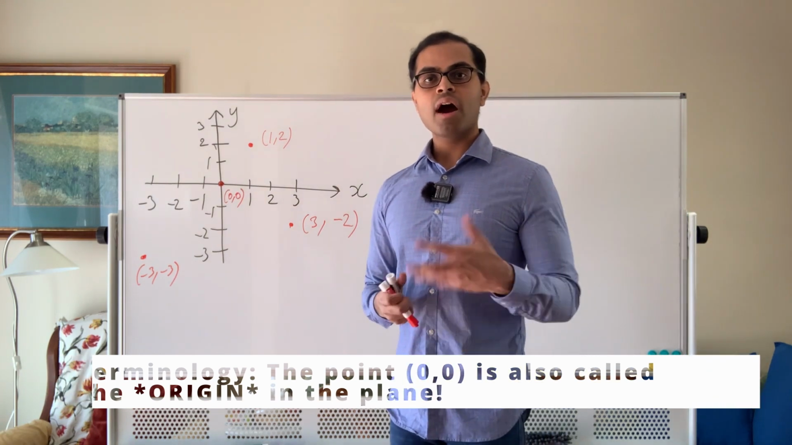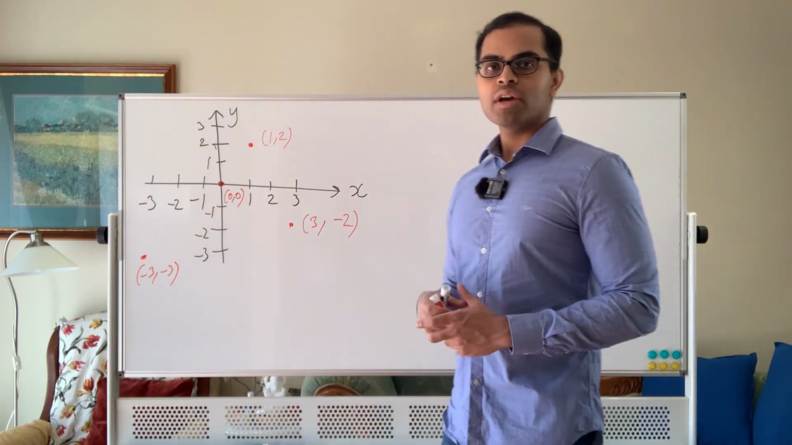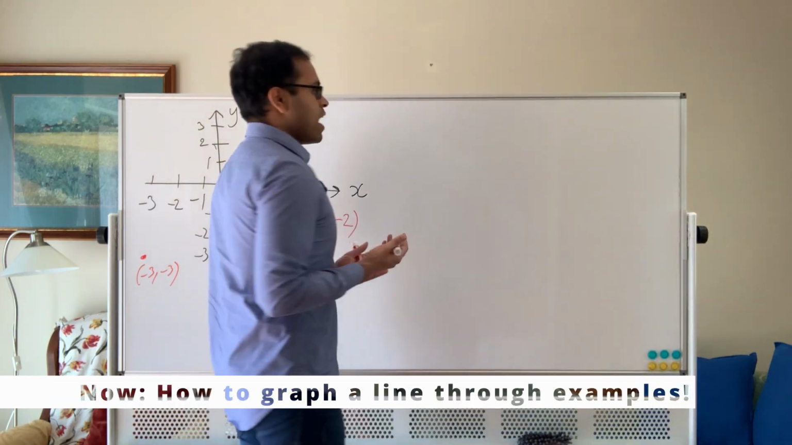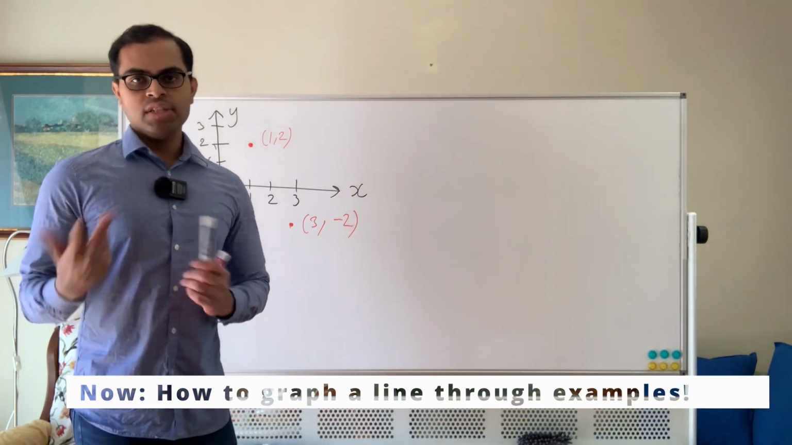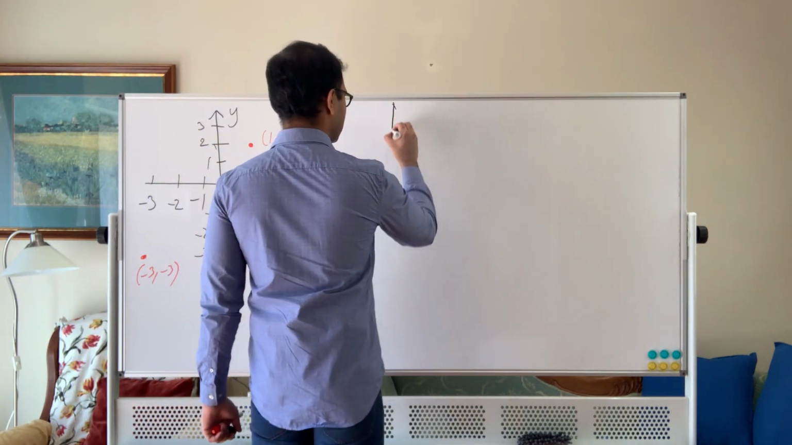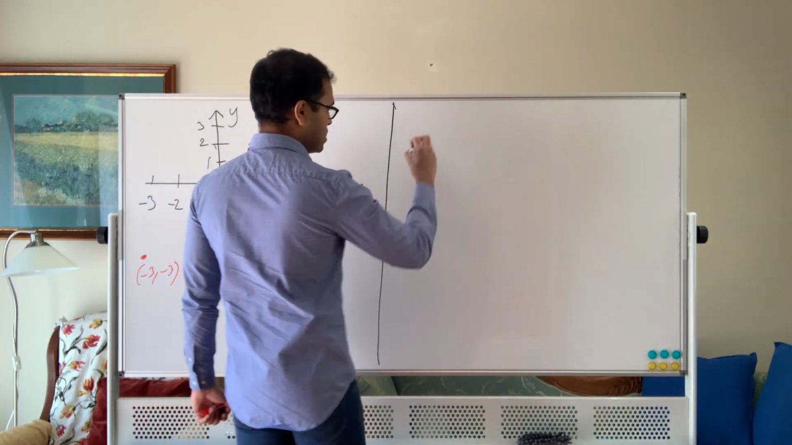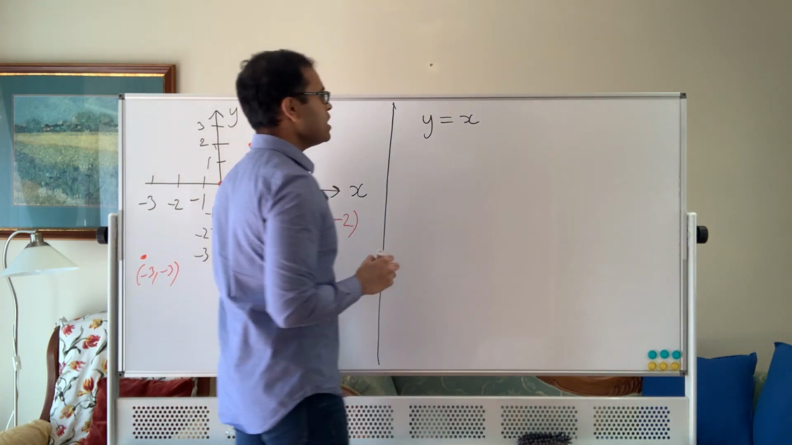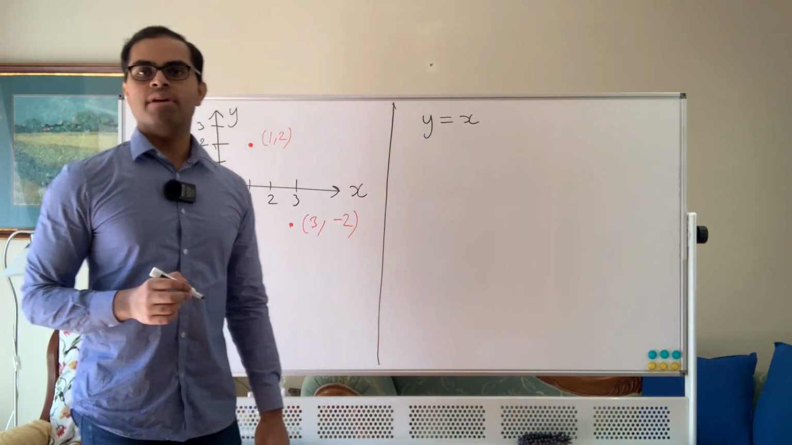Now we're going to talk about how to graph a line in the plane. So what is a line in the plane? When you try to graph something, if you've seen functions, this is like graphing a function, but even if you haven't, we can talk about this in very simple terms. If you have something like y equals x, what does this mean fundamentally?